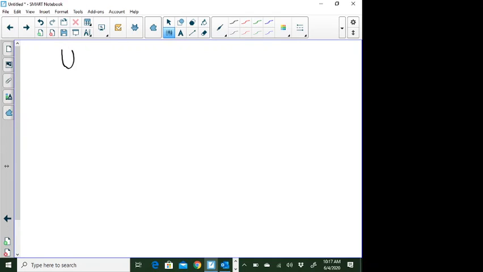So let's deal with work. Simply, work can be calculated by taking a look at the force and multiplying it by the distance moved.